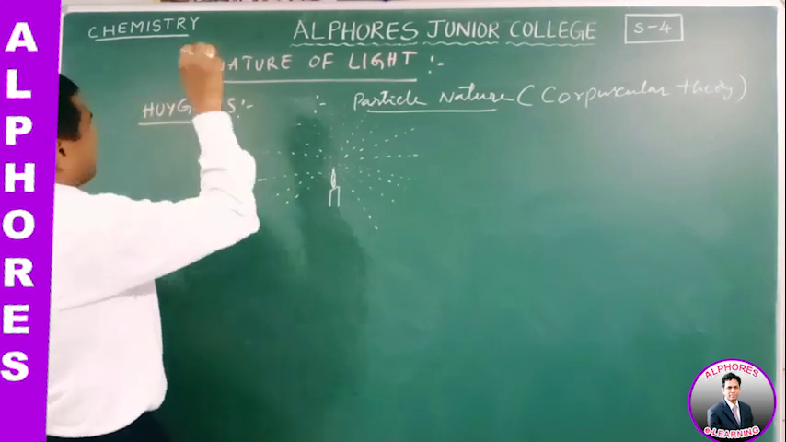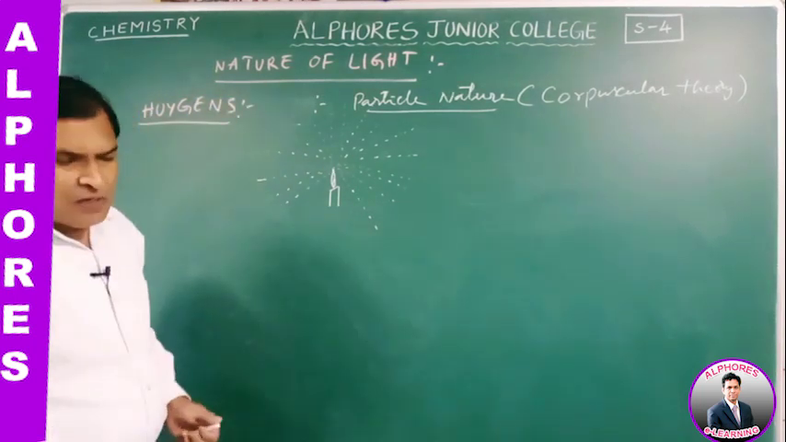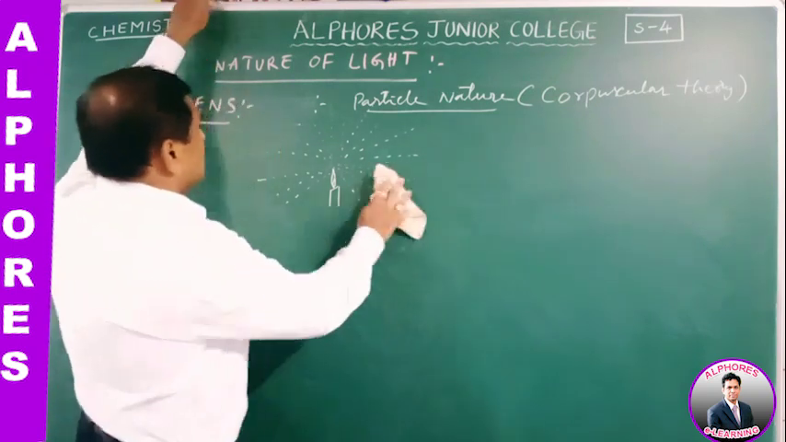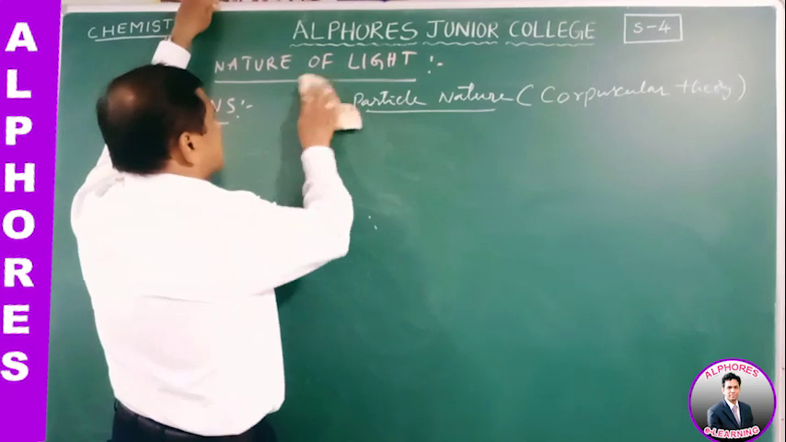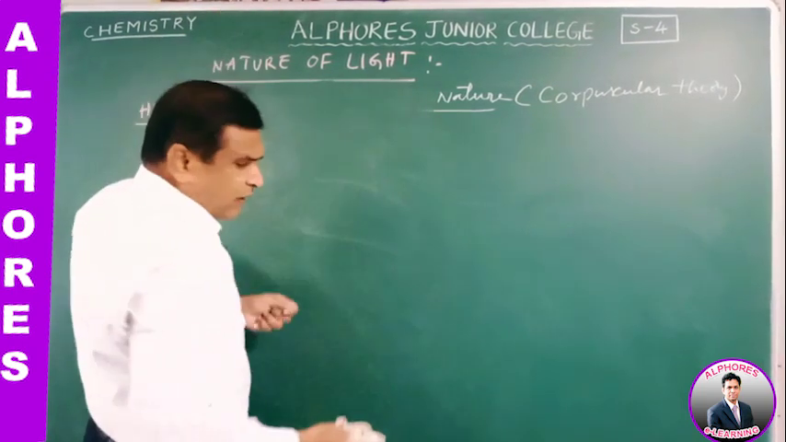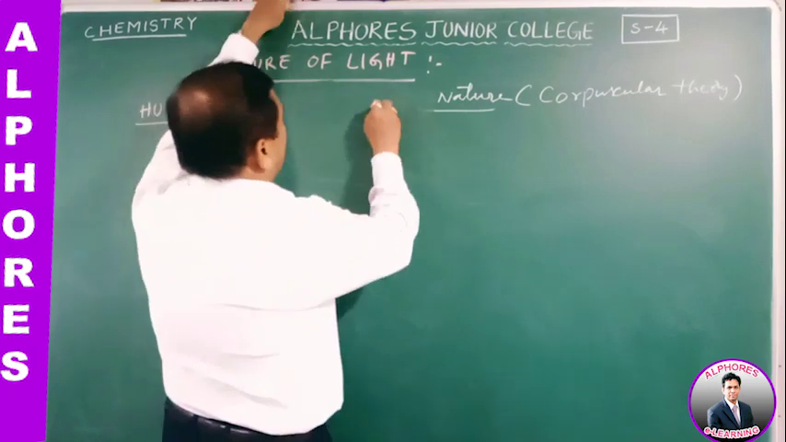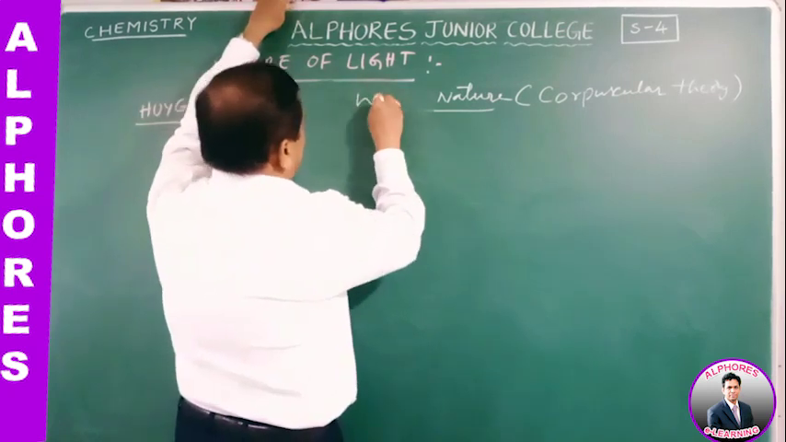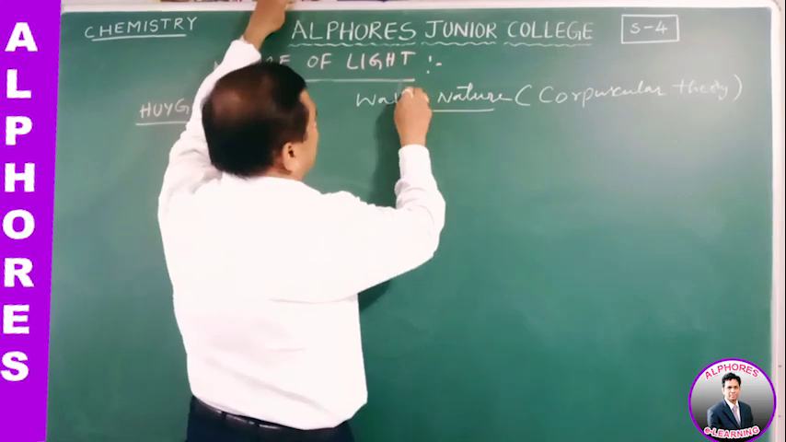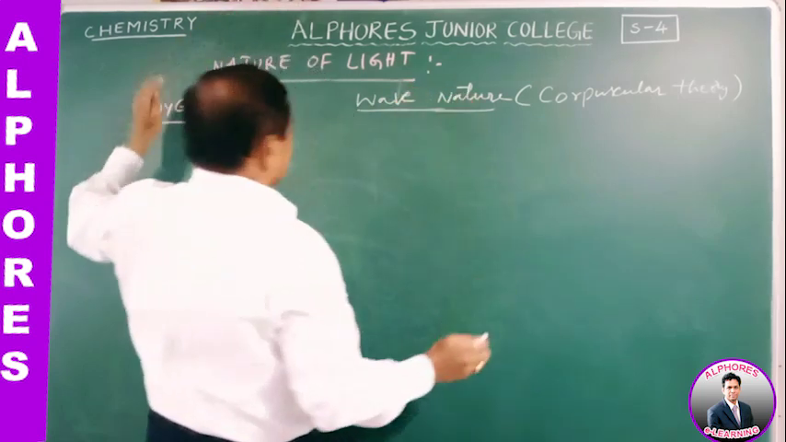Wave theory was explained by the scientist Huygens. Huygens explains the wave nature of light. According to Huygens, he proposed the wave nature of light. Wave nature was explained by Huygens.